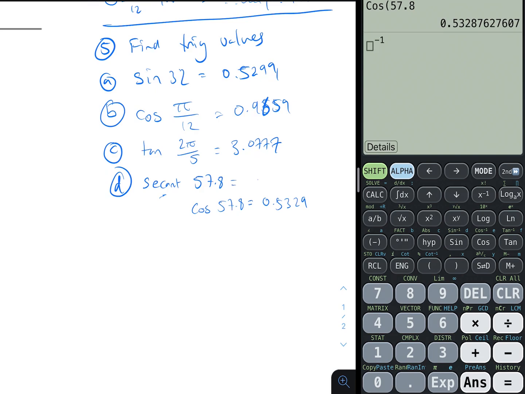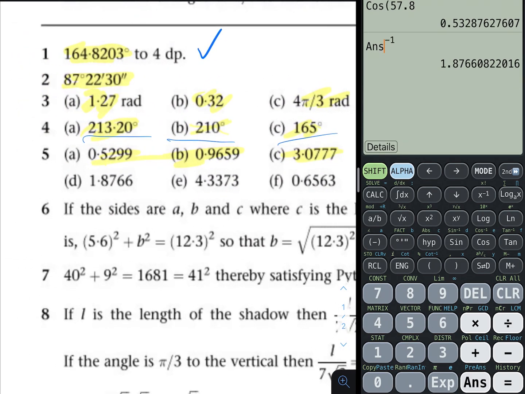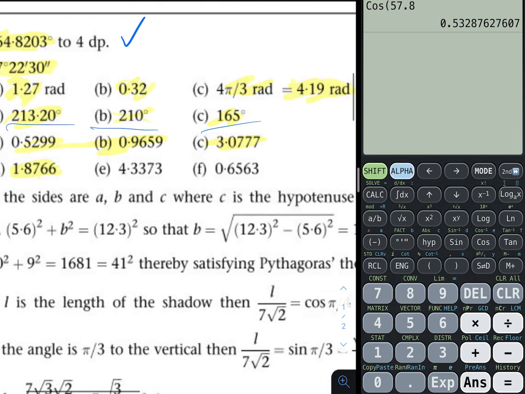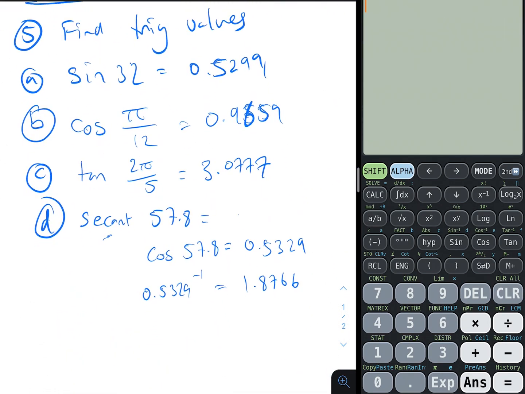Then, x to the power of minus 1 with the answer. Now you're just doing the inverse of cosine 57.8. So 0.5329 to the power of minus 1 equals 1.8766. Let's check our answer. There you go, 1.8766.